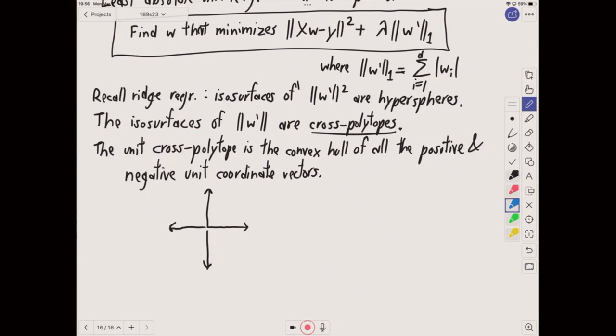And now we just take the convex hull of those 4 vectors, which means basically I wrap a piece of string around them. And the shape I get is a diamond shape. And in 2 dimensions, that's what the isocontours look like. They look like diamonds. What if we go to 3 dimensions?